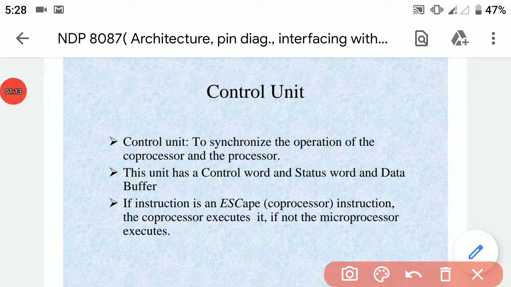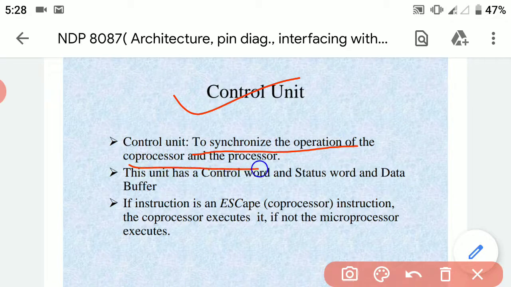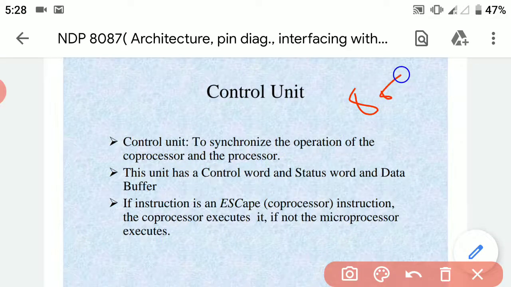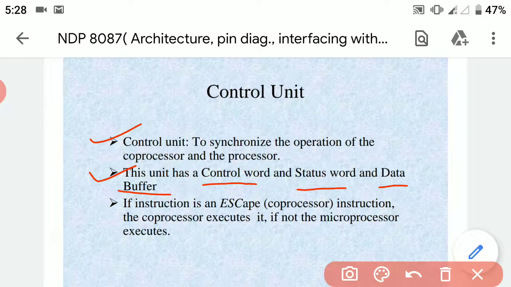Here we can see that this is our control unit. This control unit is used to synchronize the operation of coprocessor and processor. This control unit in the 8087 processor actually synchronizes the operations of coprocessor and processor. Another important feature of this control unit is that it has a control word, status word and data buffer to store the data in between these two processors during the wait state.